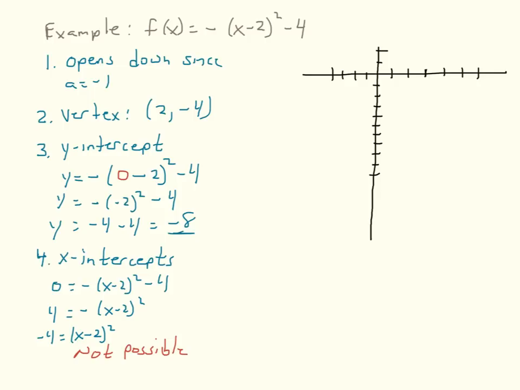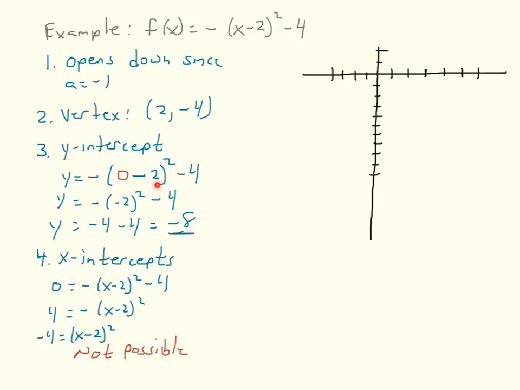The third thing I have to do is identify the y-intercept. The y-intercept is always when x equals 0. So you'll see here at this place I've replaced x with 0. And now what I have to do is solve that for y. It's already y equals, so it's just simplifying everything.